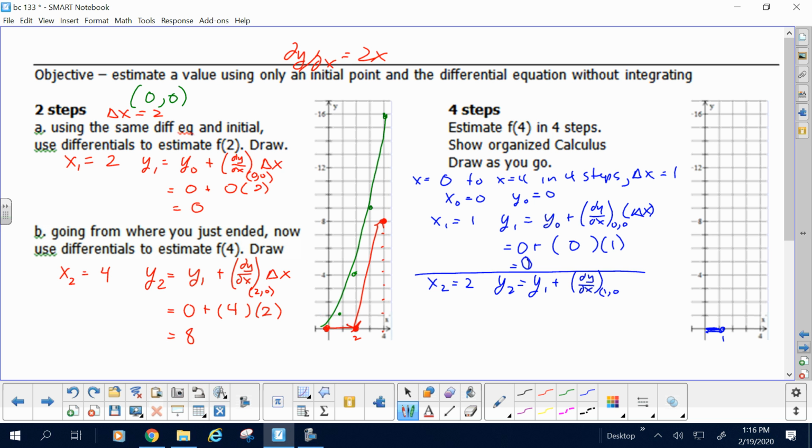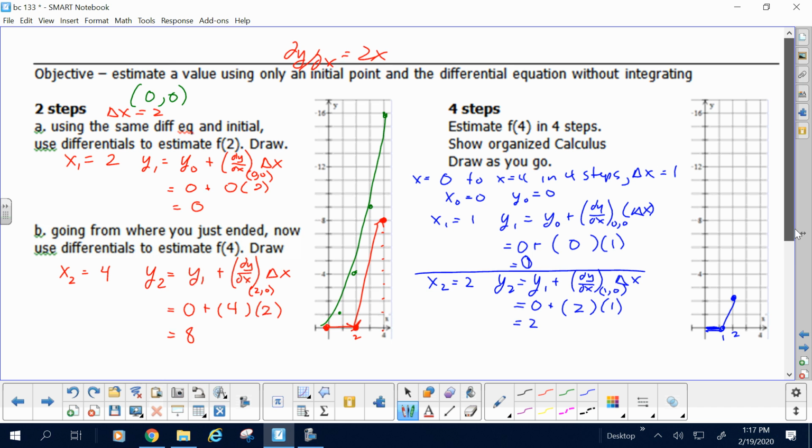1, 0 times the delta x formula. Check. Substitute. What's y1? 0. What's the slope at 1, 0? 2 times an x change of 1 tells me that as I go from an x of 1 to an x of 2, y goes up by 2. You see? All right.